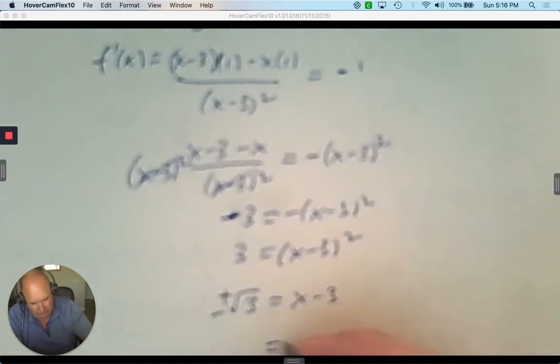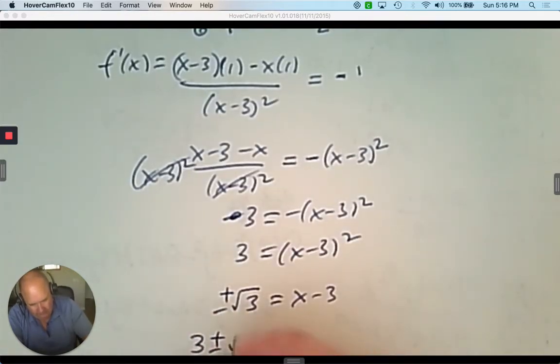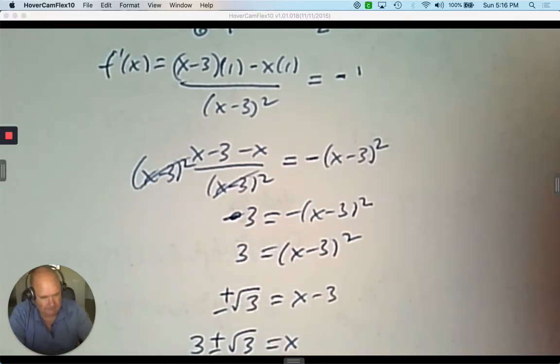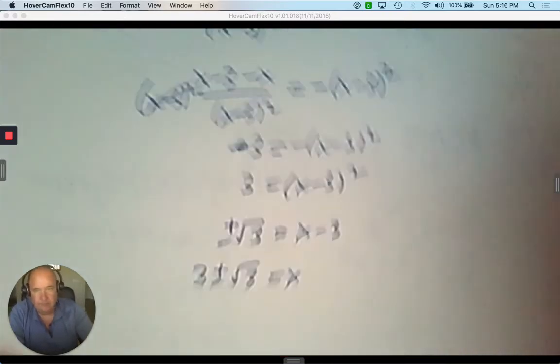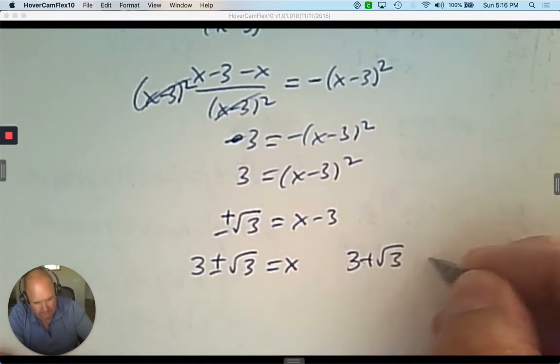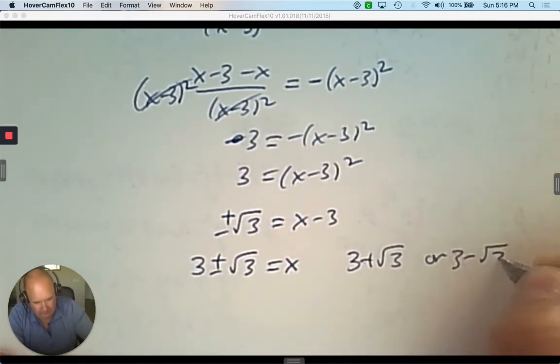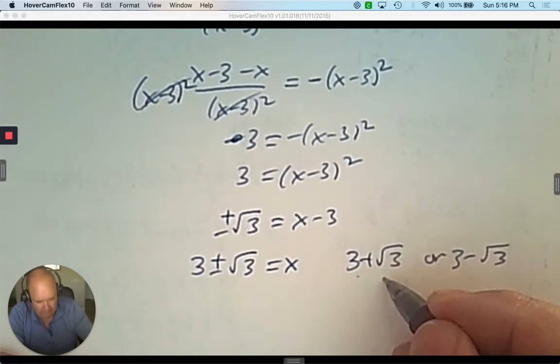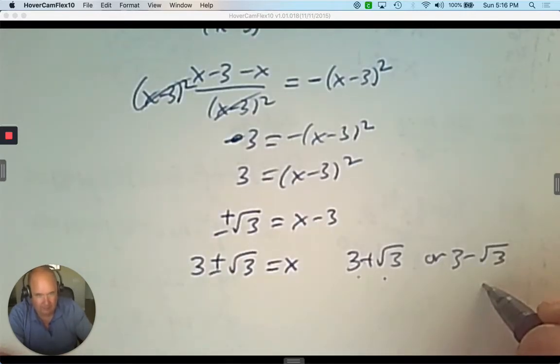equaling x minus 3. Add 3 to the other side. And these are your two answers. Now you have 3 plus root 3, or 3 take away root 3. So 3 plus root 3 or 3 take away root 3.